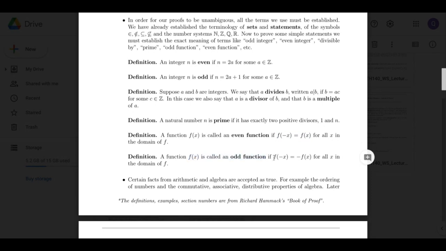A function is an odd function if f of negative x equals negative f of x, right? Think about the identity function, f of x equals x. That's a straight line passing through the third quadrant and the first quadrant. So the identity function is an odd function, or x cubed. X cubed is an odd function, because if we plug in negative x, we get negative x cubed, which is negative f of x.